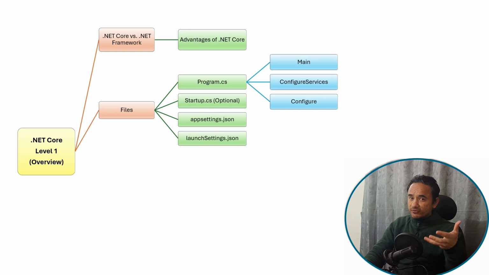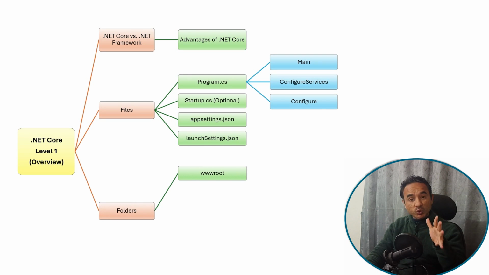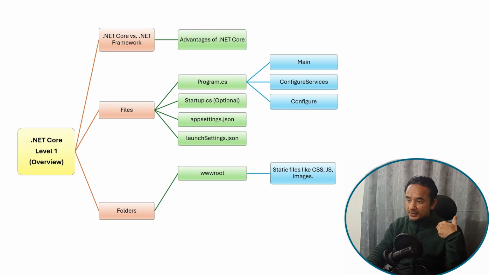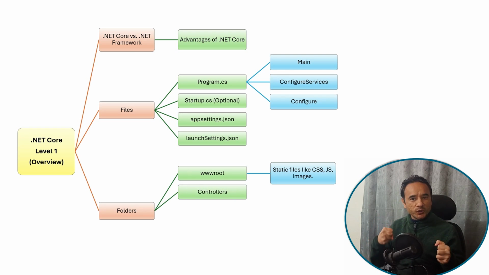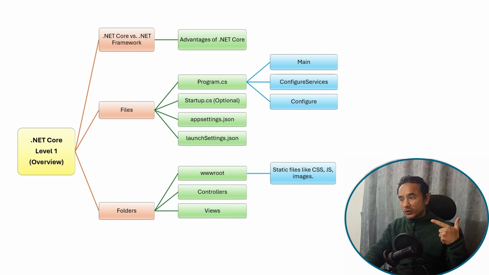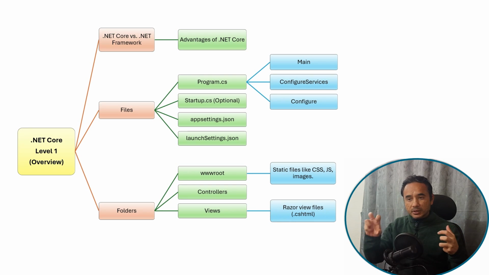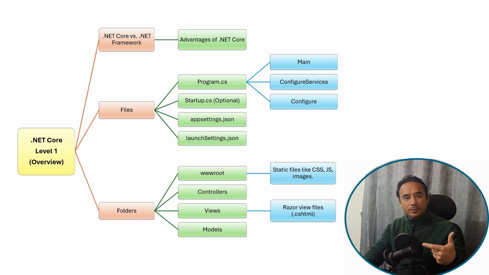Now there will be some folders inside your .NET project. Okay, what are the folders? First is the wwwroot folder, which is used for keeping the static files like CSS, JS, images. Then you will have the Controllers folder, where you will have all your controllers inside. Then Views will hold your Razor pages if you are creating an MVC application, not a web API. Okay, and then you will have the Models folder, which represents the data.